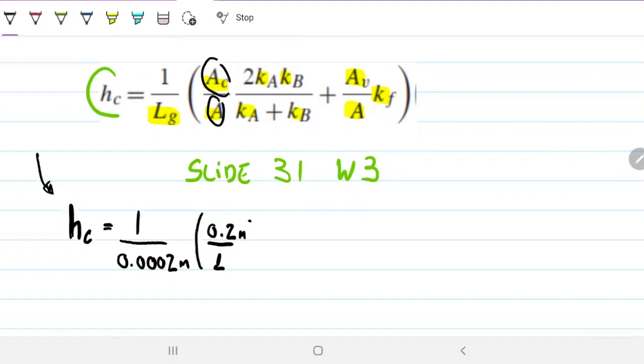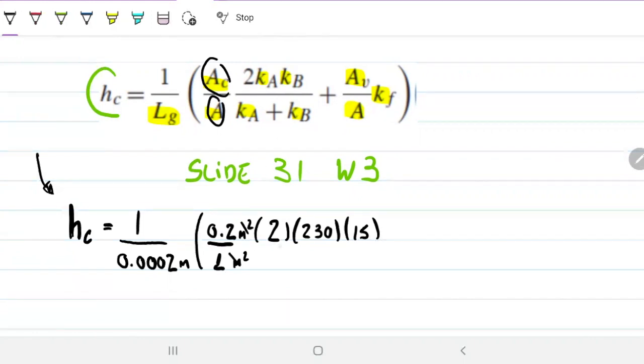Notice this is meter squared over meter squared, they both go away. That's why it's 20%. Multiply by 2K of the two things in contact. So that's 230 for the aluminum and 15 for the steel.